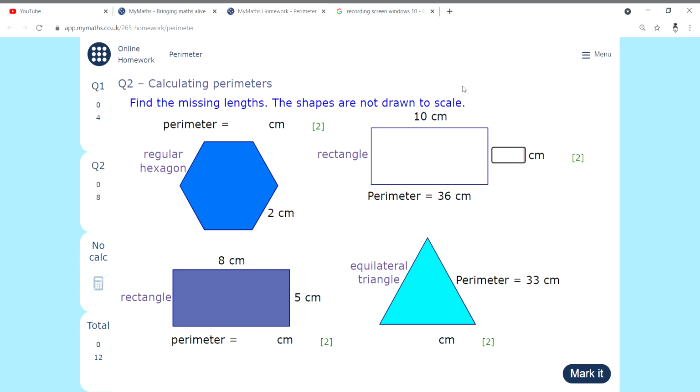Hi, this is a walkthrough of the MyMaths video 265 on perimeter. I'm recording the screen, so it's slightly different to how I normally do. I normally do it with a pen and paper. I'm recording the screen because this one involves using some of the gadgets on MyMaths.